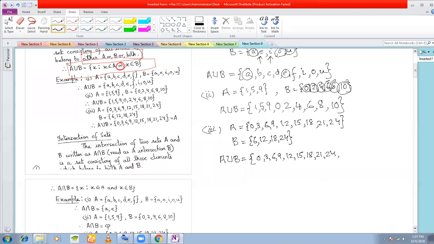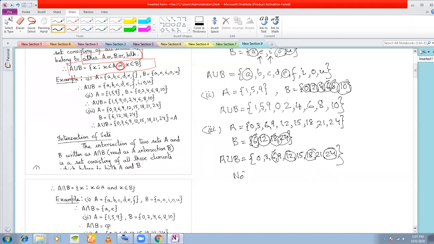Should I write 6 here? And B, 6, 12. 6 is in B. But 6 I have already written here, sir. So no need to write 6. 12 is in B. But 12 I've already written here, sir. No need to write. 18, I've already written in A union B. No need to write. 24, I've already written in A union B. So this is my set, A union B.